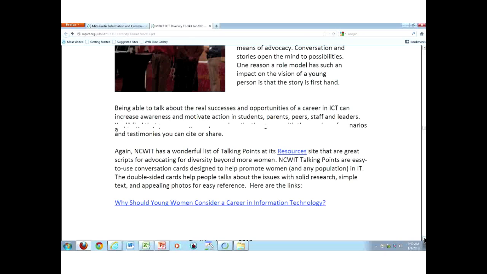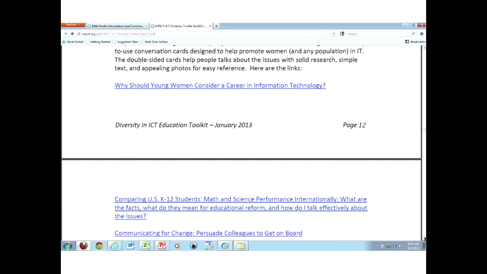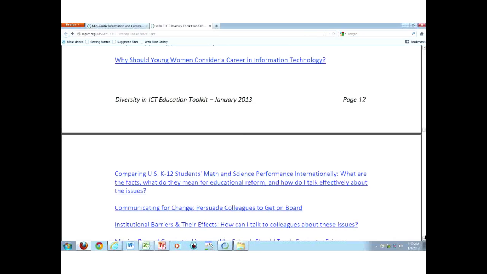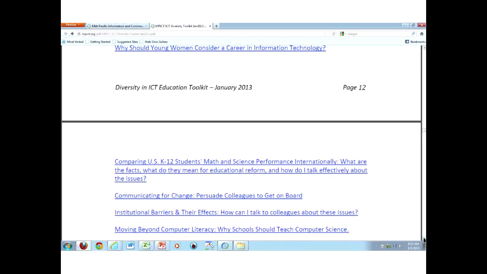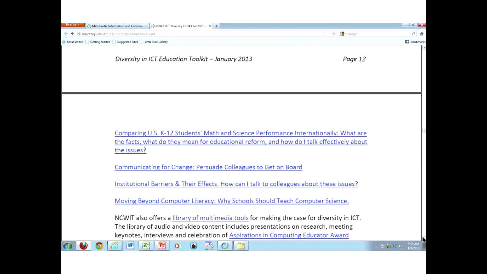Why should young women consider a career in information technology? What are the facts? What do they mean for educational reform? Communicating for change, institutional barriers and their effects. How can I talk to colleagues about these issues? These are really great little talking points, card-like brochures that you can use. And I think they even have some, I may not have them listed here, that you can use with parents?